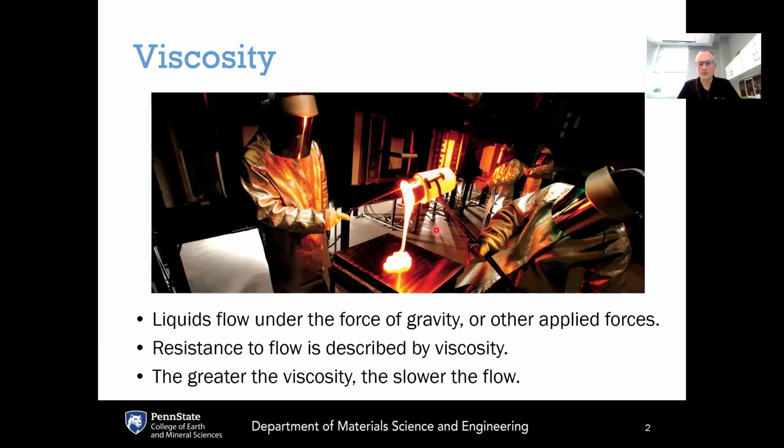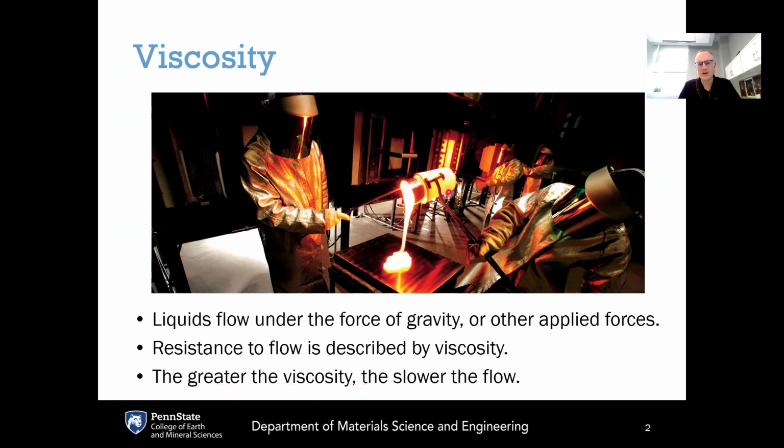So, diving in, viscosity is a liquid state property. Liquids flow under the force of gravity or under other applied forces, and that resistance to flow is described by the viscosity. So, in that way, viscosity is the opposite of fluidity. Fluidity tells you how fast something flows. Viscosity tells you how slowly something flows. So, what is the resistance to flow? What this means is that the greater the value of the viscosity, the slower the flow.